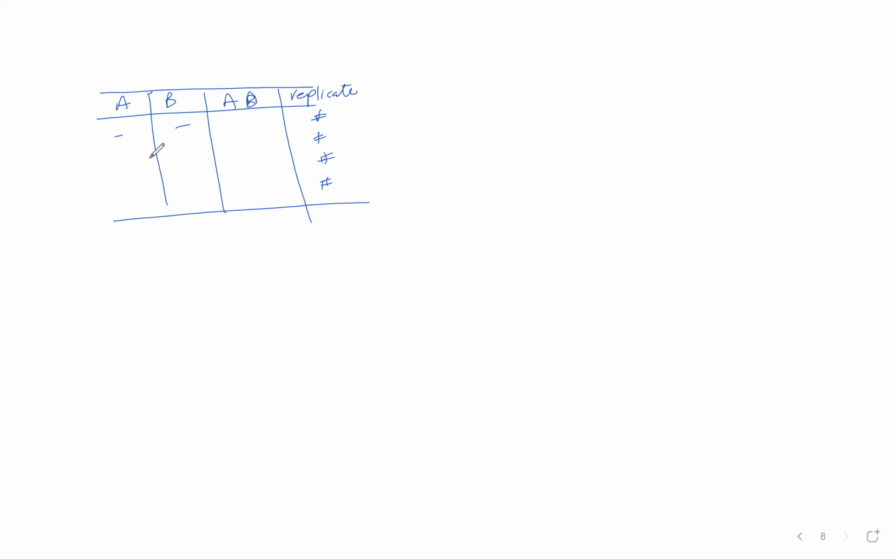So in this case, you have A, you have B, you have AB, and you have only one replicate. Like a number, a number, a number, a number. Minus, minus, plus, minus, minus, plus, plus, plus. And this one is plus, this one is minus, this one is minus, this one is plus. In this case, I have only one replicate. Can I estimate the main effect of A, the main effect of B, and the interaction between A and B? You can do it. The problem is not estimation. The problem is testing.